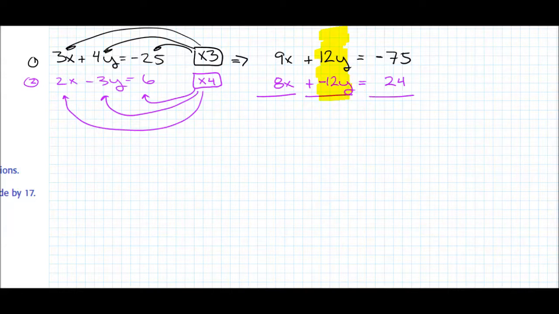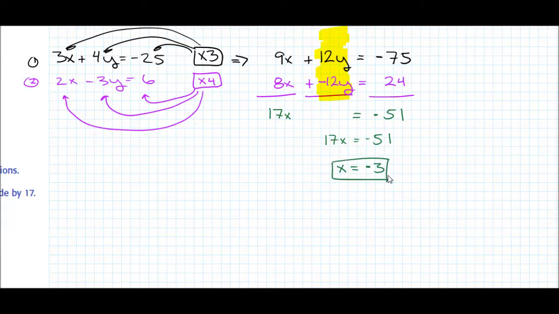So now let's add the two equations. 9x plus 8x is 17x. 12y minus 12y is 0. Negative 75 plus 24 is going to be negative 51. So we get 17x equals negative 51. If that space bothers you, just rewrite it: 17x equals negative 51. Divide each side by 17, and you're going to get x equals negative 3.